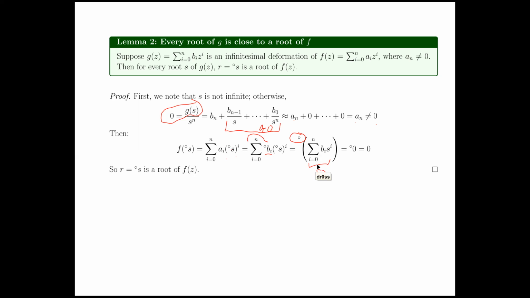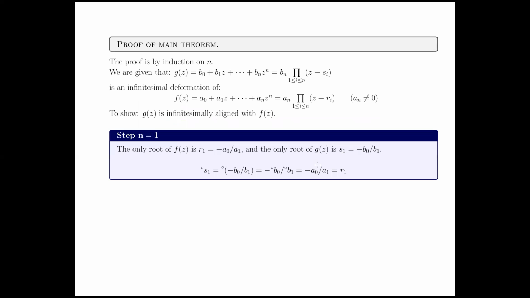Okay, so the structure of this proof is exactly the same as the structure of the proof last week. You find one root for each of the two polynomials that correspond, you factor those out and then apply an induction. So now we're ready to prove the main theorem.